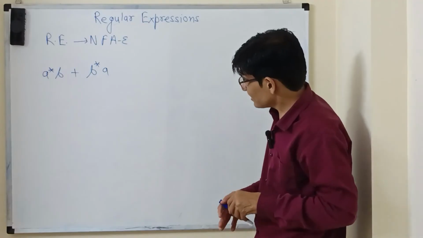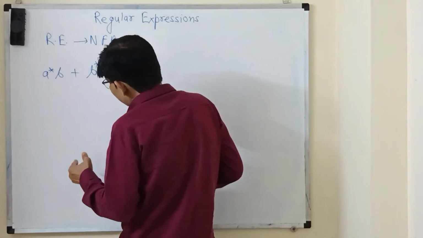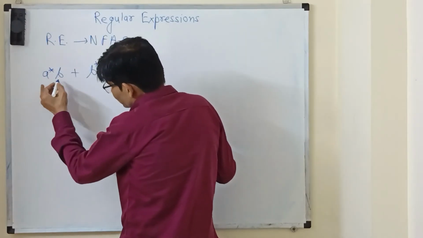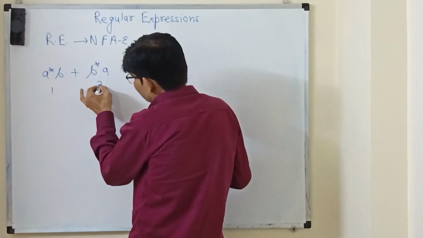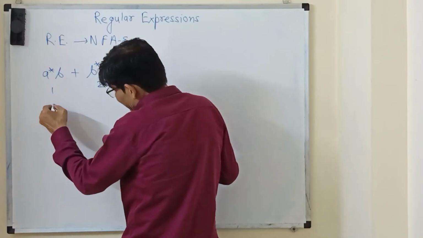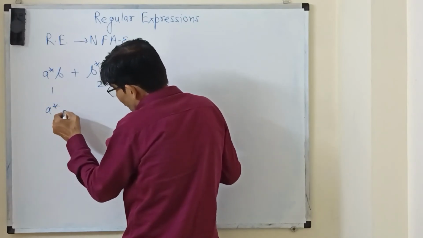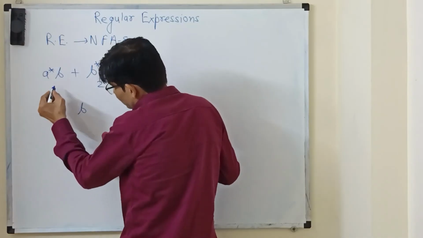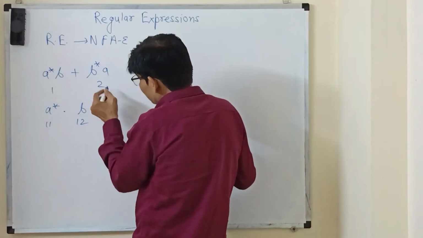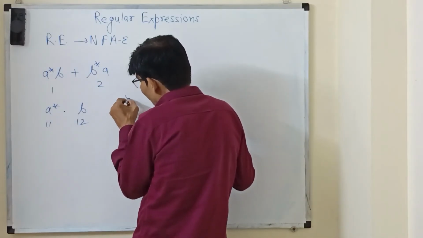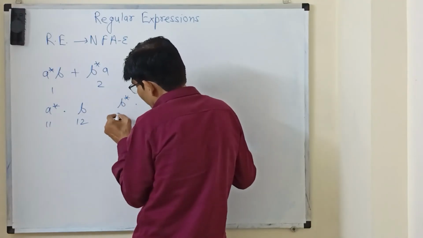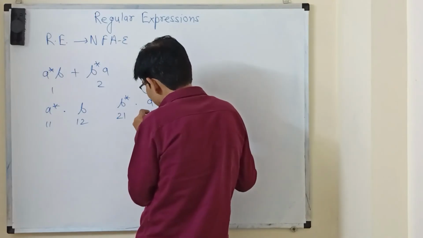We have two choices here, and we can simply break this regular expression into two different parts. So first part would be this, second part would be this. Now this first part can further be divided into a asterisk dot b. So we can call it 1 1 and we can call it 1 2. Then this again can be further divided into b asterisk dot a. So now this we are calling 2 1 and this we are calling 2 2.